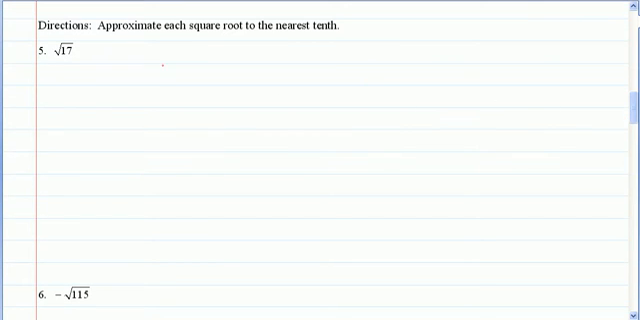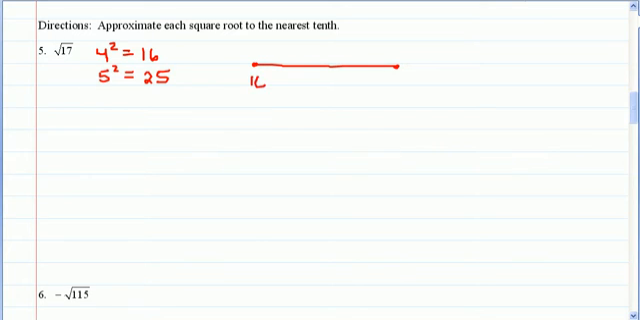Now sometimes we get numbers underneath the square root symbol that aren't perfect squares. For example, number 5, we have the square root of 17. Now 17 happens to be prime, but the important thing here is not that the number's prime, but that it's not a perfect square. So what I'm going to do is find the two perfect squares that 17 is in between. And 4 squared is 16. 5 squared is 25. So from here, I'm going to make a number line.